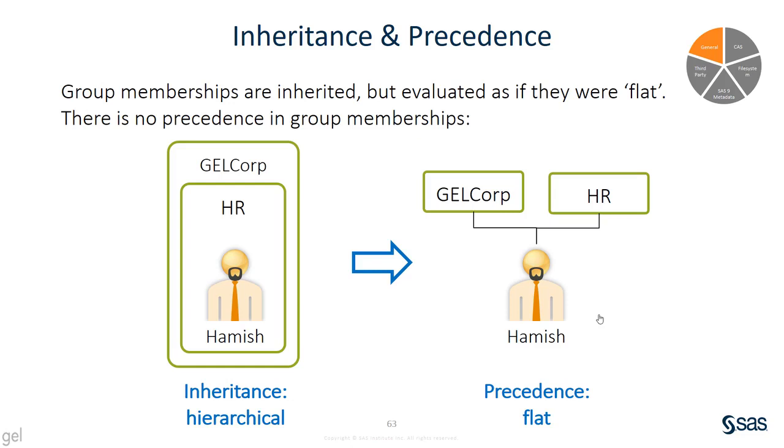You still have inheritance of group membership, but it's evaluated in a flat way. So Hamish is definitely a member of HR and GELCORE, but neither GELCORE nor HR holds a higher weight than the other. It's inherited, and its precedence is flat. So Hamish is a member of HR, which is a member of GELCORE, but all Viya really cares about is that Hamish is a member of both of those groups. Doesn't matter how it gets its membership.